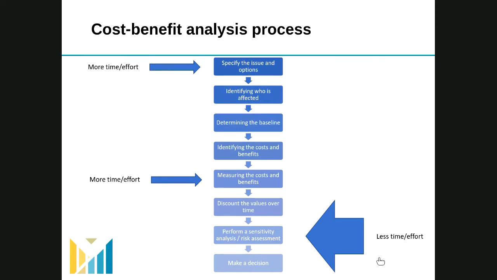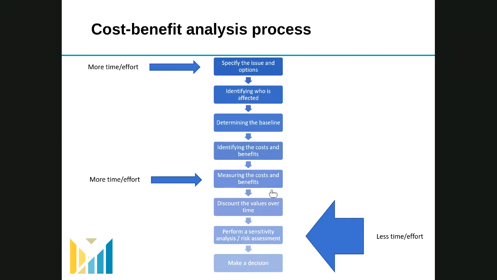So basically, the first step is to specify the issue and options. We need to identify who's going to be affected by our different policy options and by the issue. We need to determine the baseline. So we need to have an understanding of how this issue is going to evolve over time. We also need to identify the costs and benefits and then measure the costs and benefits. So actually try to quantify them and try to monetize them so that we can compare them.